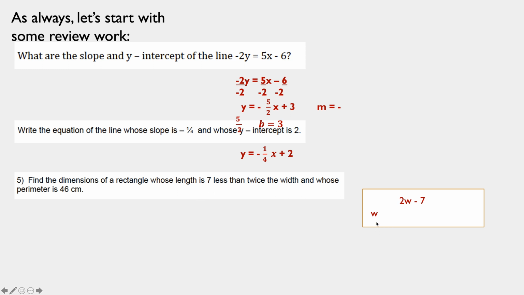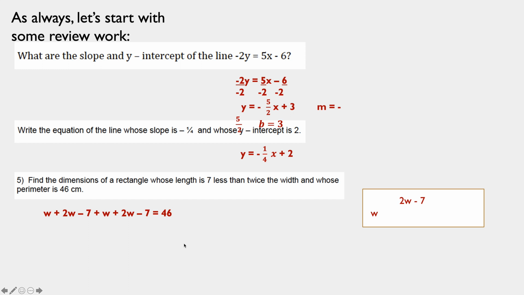So if I let the width be w, then the length is 7 less than twice the width, 2w minus 7. And remember, when you see more than or less than, last shall be first, first shall be last. Switch the order. So if I do the left side, that's the w, plus the top, the 2w minus 7, plus the right side, which is also w, plus the bottom, which is also 2w minus 7. I get the whole perimeter of 46.